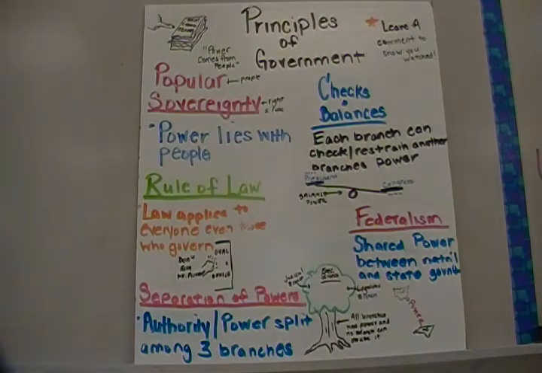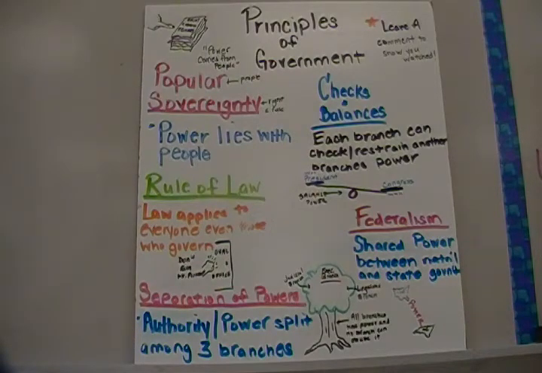Now, popular sovereignty means people have the right to rule. That's what popular and sovereignty means together. And so that simply means that the power lies with the people. And if you look up at the top, that's a person choosing to vote. When the power is in the hands of the people, when we vote, that's the ultimate sign that we have power because we're choosing who is going to represent us in government. So that's really important.